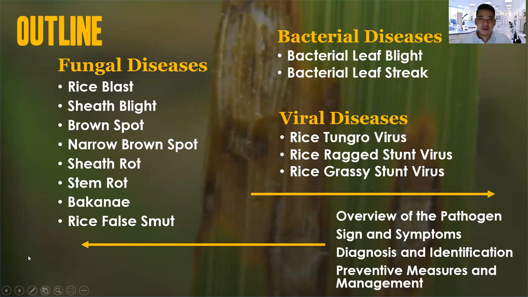Just to give you an overview or outline of what I'll be discussing for today. First, the overview of the pathogen, si causal organism, kung sino ba siya at ano ba siya. Signs and symptoms. Doon din sa part na diagnosis or how to diagnose and to identify yung iba't ibang diseases under rice. And of course, the preventive measures or the disease management, ang pinaka-importante po. We'll also discuss the bacterial diseases, viral diseases, and fungal diseases of rice.